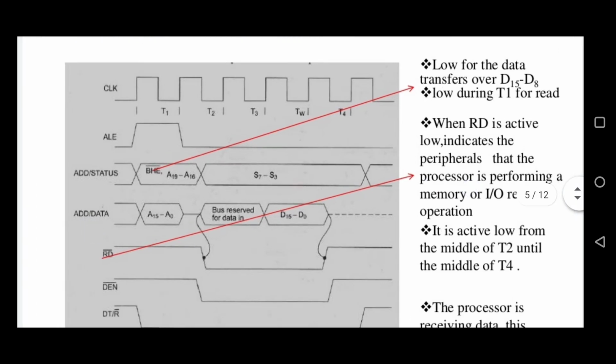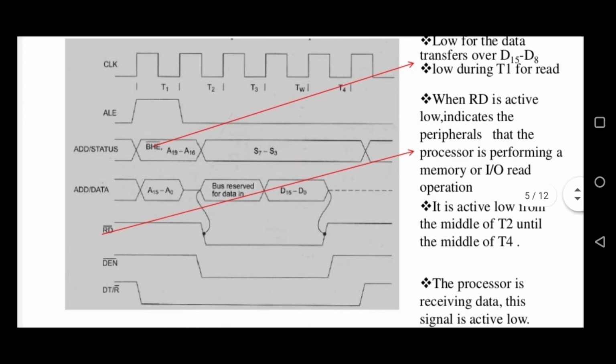The first signal is ALE, that is address latch enable. So see the clock cycle diagram. During the T1 clock cycle, the address latch enable is valid, that is, it is available. So in T1 only the ALE signal is valid. After that the signal goes low, and see the address and status lines. During the T1 clock cycle the addresses are valid, that is A19 to A16, and during T2, T3 and T4 the status lines are valid, that is S3 to S7.